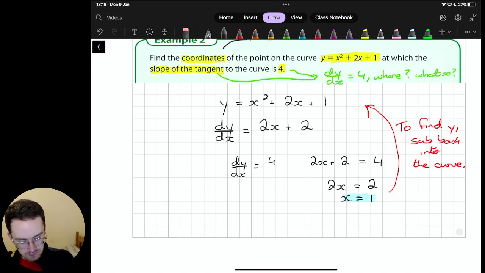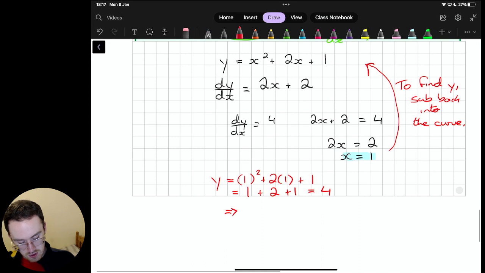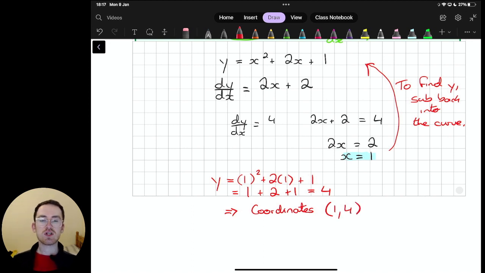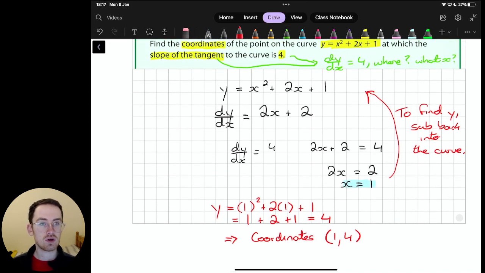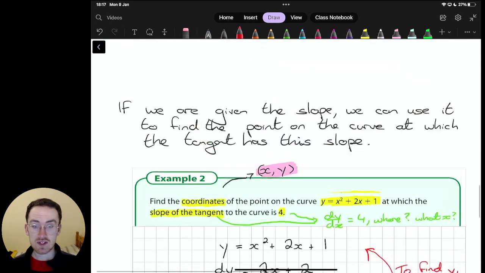So we sub back in, and I'll do this in red as well just to keep it really clear. So y is equal to, we sub in that x value of 1 anywhere we see x, and we follow through: 1 plus 2 plus 1, and that is equal to 4. So, again just making it really explicit, my coordinates are going to be (1, 4). Those are the coordinates of the point at which the slope of the tangent is 4. We could work through this question again using that point, and we would still find that the slope is 4, like in the previous questions.